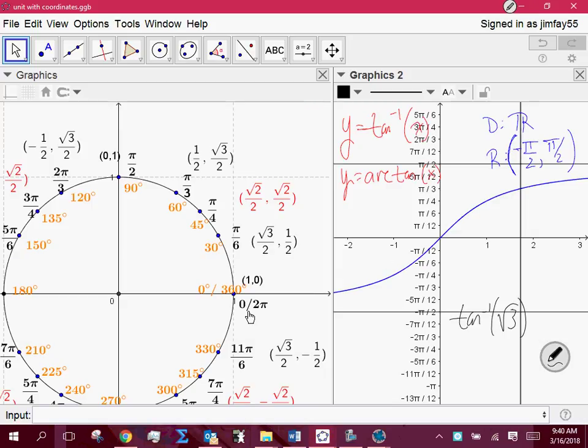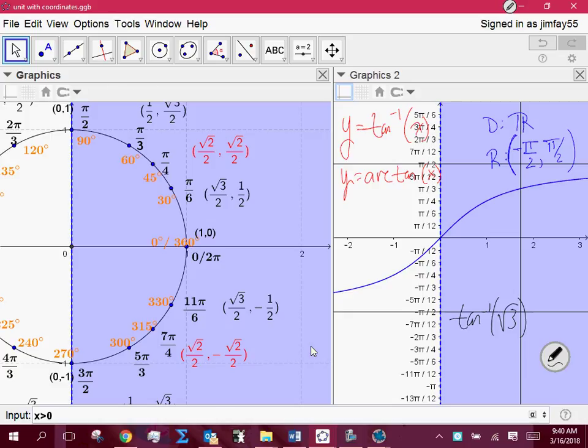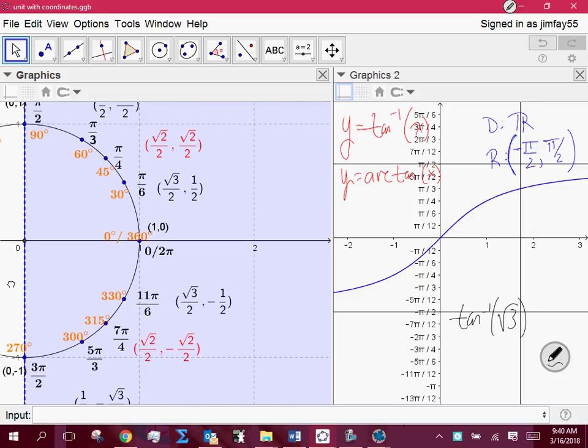Well, we have to decide where do we look on the unit circle first of all. My range is between negative pi over 2 and pi over 2, right? Okay. So those are the output values. So when I look at the unit circle, the only thing that I'm going to be interested in is that blue stuff on the unit circle. Those are the quadrants that I'm going to use. And that's the same set of quadrants that we use for the sine, right?